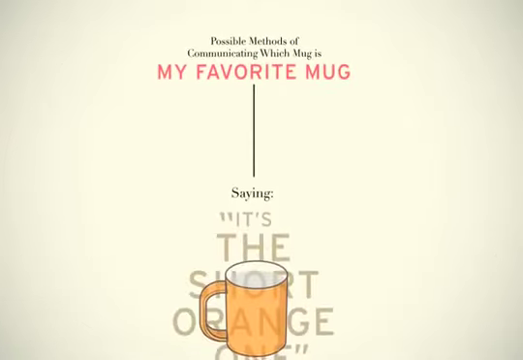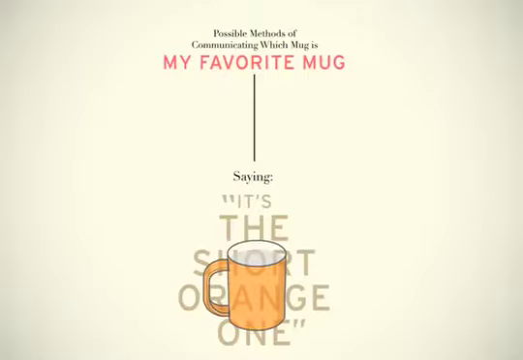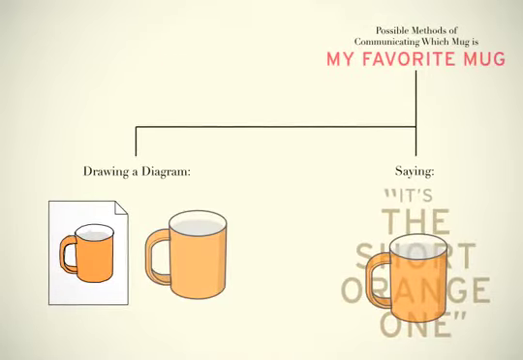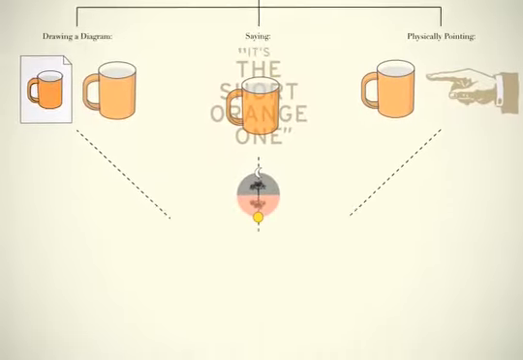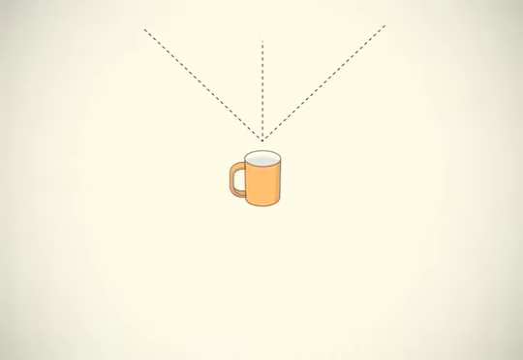There are also other ways I could have given you the same information. I could have drawn a diagram, or I could have physically pointed at it. At the end of the day, these all convey the exact same information. But like I said, information has no form.